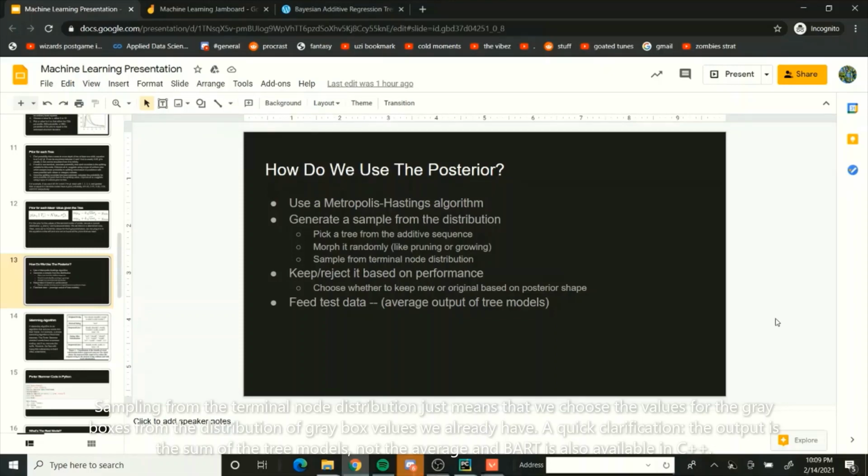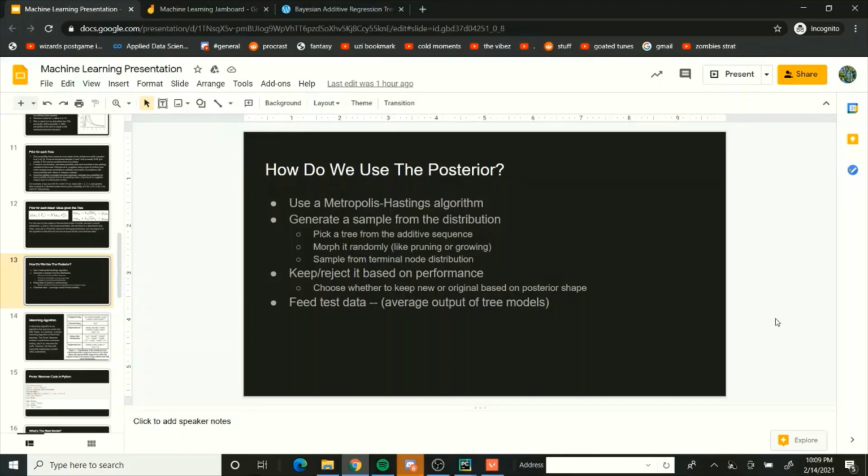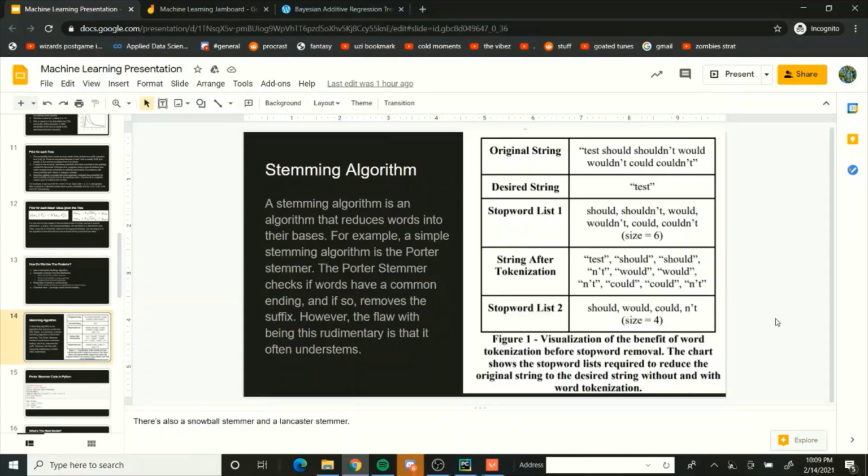And one thing about the BART is that I think they're only available in R and Java as of right now, so no Python. Okay, so now I'll be going briefly into a stemming algorithm. Basically a stemming algorithm is just an algorithm that reduces words into their bases. A really common and simple one, yet effective, is the Porter stemmer.